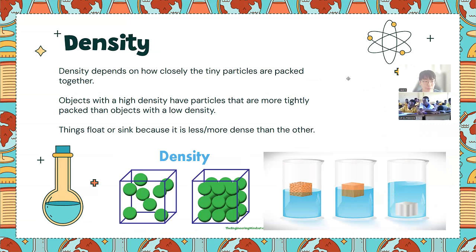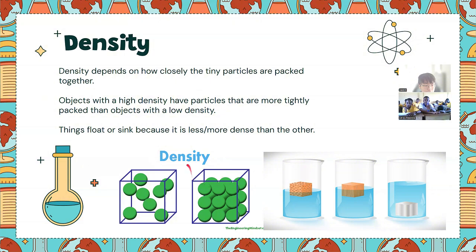Next, we will talk about density. And density depends on how closely the tiny particles are packed together. So objects with a high density have particles that are more tightly packed than objects with a low density. Things float or sink because one is less or more dense than the other.